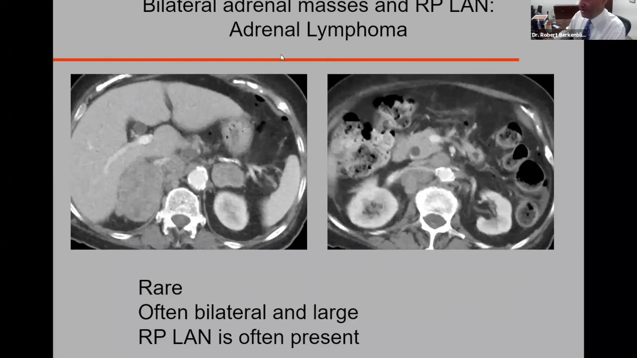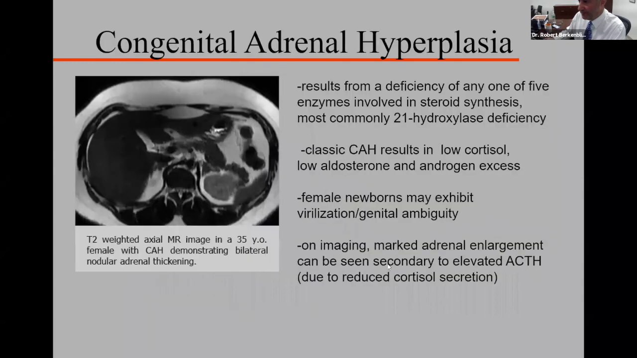A few other interesting cases. This is adrenal lymphoma, bilateral adrenal masses that are large with retroperitoneal adenopathy present. Congenital adrenal hyperplasia. This is a relatively mild case imaging-wise. You can see nodular thickening of the adrenal glands bilaterally.